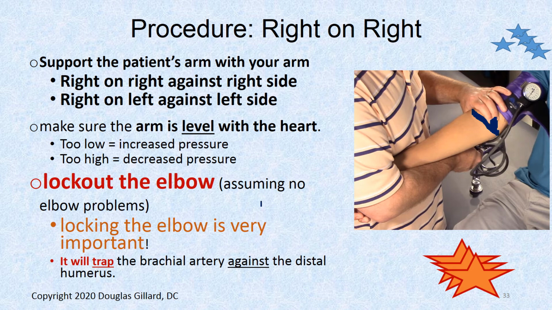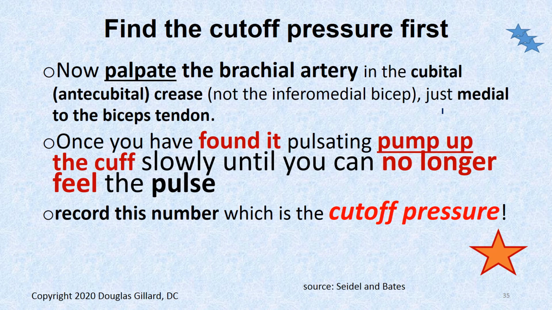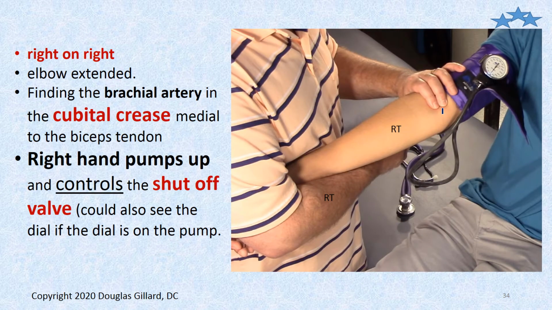Okay, so that's it. And then once you get your fingers there, this cuff has a gauge right here. Yours might have the gauge on the pumping mechanism, so you can watch it right through this little hole here. And just pump it up, and you can go fast till you get to about 100. And there's just everything I said, the cubital crease.